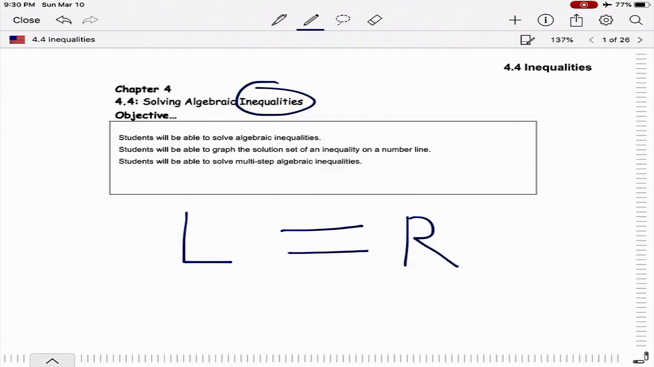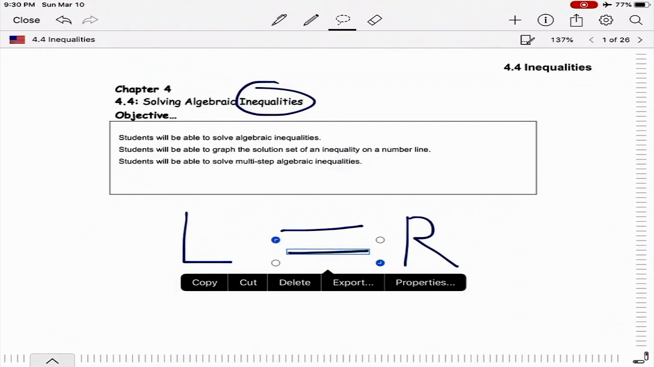right side. So once again, there's a balance. The left side weighs as much as the right side. Think of it like a seesaw. So an inequality is somewhat similar. So an inequality just means this. Let's just say hypothetically the left side was bigger.